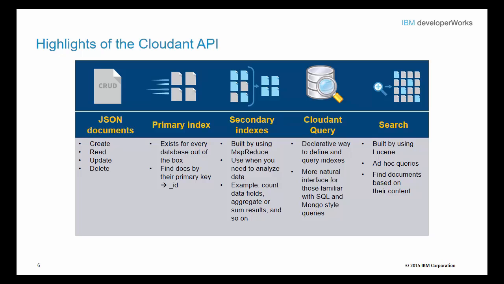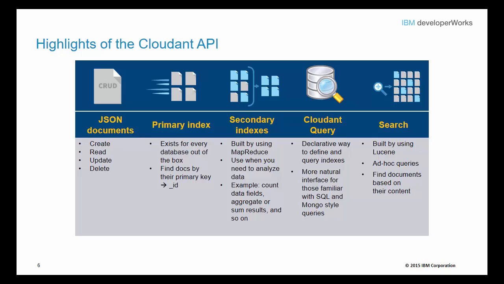It also supports secondary indexes which you provide. These are built using MapReduce, and we'll talk more about this in a few slides. But this gives you the ability to do more complex types of querying beyond retrieving documents by their ID. So for example, you can retrieve subsets of data based on the value of other fields other than the primary key or ID fields. You can do aggregation, counting, summing, and so on using the secondary indexes that you provide. And again, we'll talk more about that later.